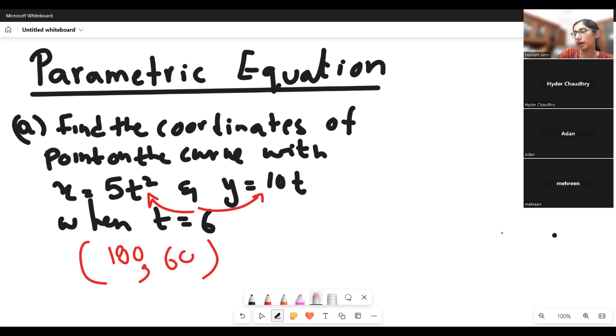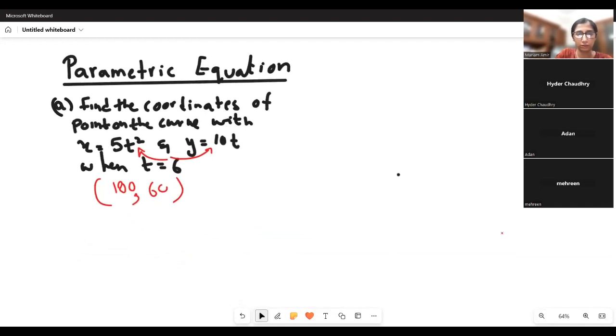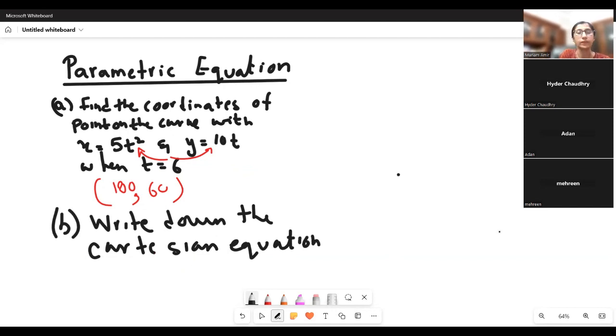Part B is write down the Cartesian equation. So a Cartesian equation is an equation that just has x and y and no t in it. So how do I form an equation that just has x and y in it? There shouldn't be a t in it. You still have to use these two. We have to eliminate t. So what do we do?